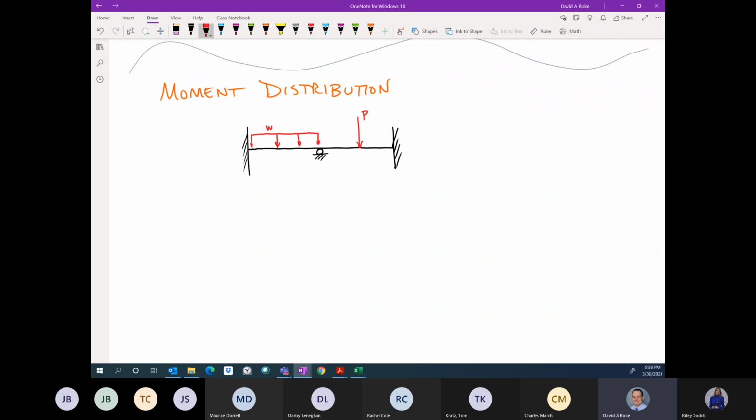What on earth do we do? Well, what we're able to do with the moment distribution method is pull out these segments. So if I say this segment here, and if I pull that out, and let's just say we have points A, B, and C, then this is ends A and B of that segment. Well, I've got a bunch of internal forces here.